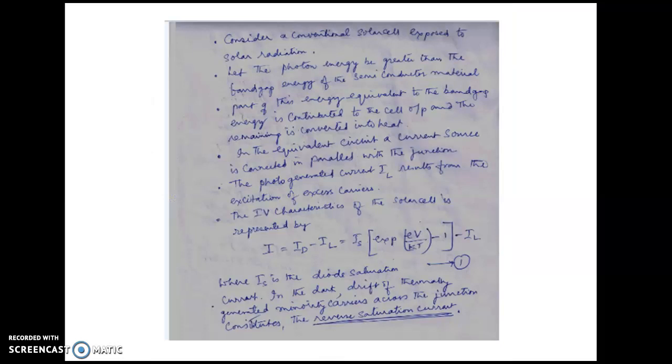Consider a conventional solar cell exposed to solar radiation. Let the photon energy be greater than the band gap energy of the semiconductor material. Part of this energy, equivalent to the band gap energy, is contributed to the cell output and the remaining is converted into heat. In the equivalent circuit, a current source is connected in parallel with the junction. The photo-generated current IL results from the excitation of excess carriers.